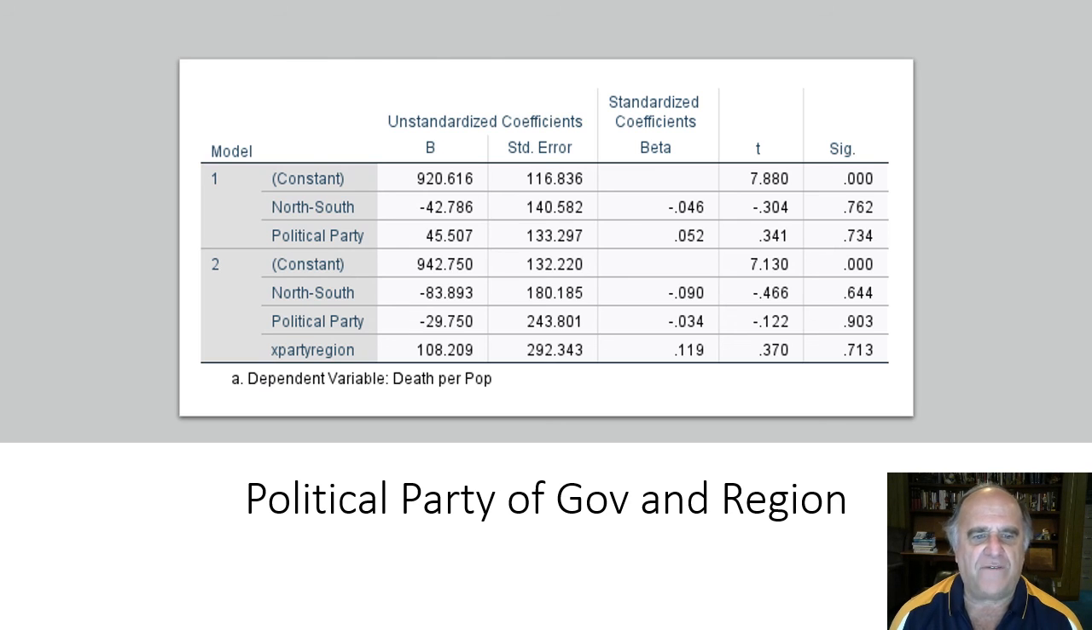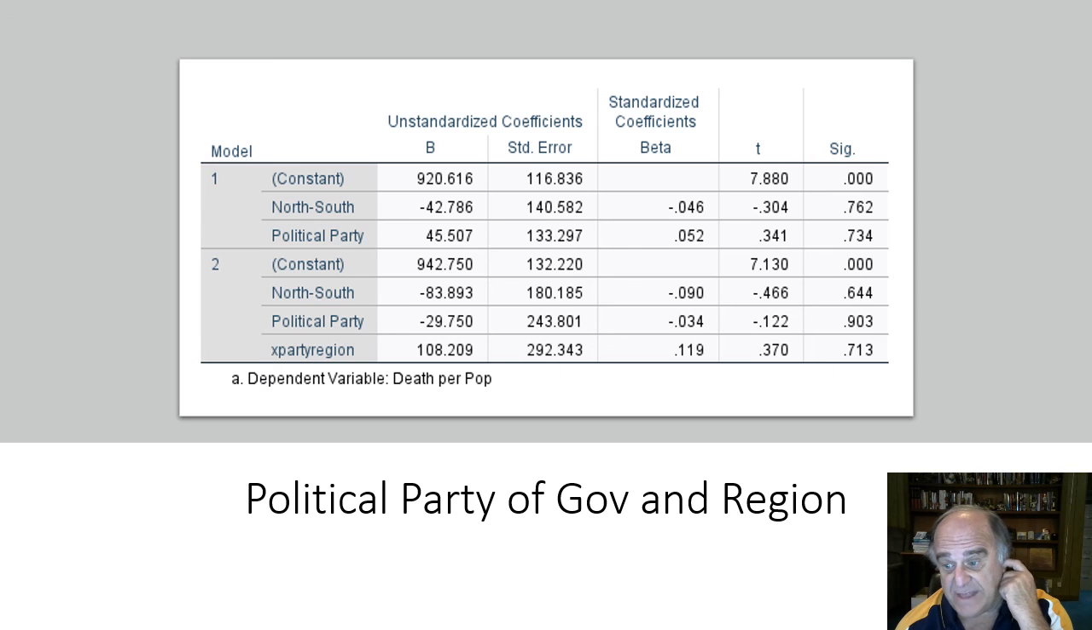So here I just did one more analysis. This actually has 2 categorical variables, or dichotomous variables, and I've done it using regression analysis. Now we have north-south, which again was north was 1, south was 0. We have the political party of the governor. Republican was 0 and Democrat was 1.